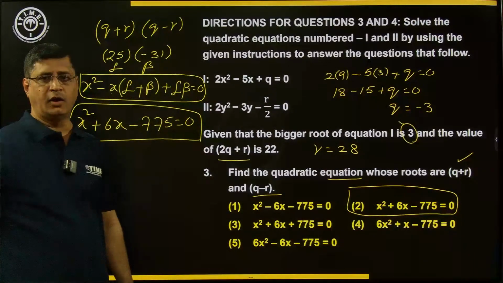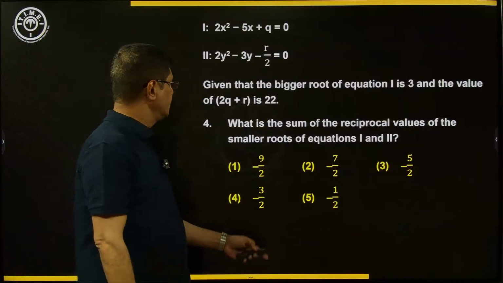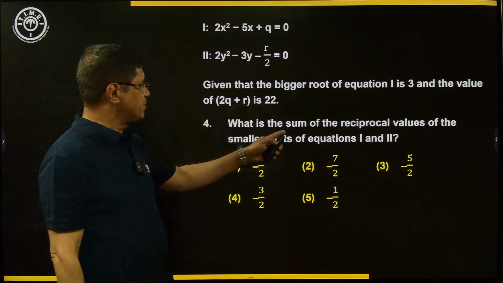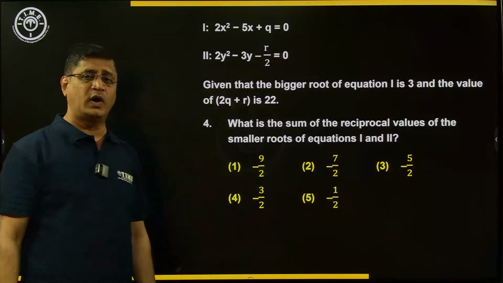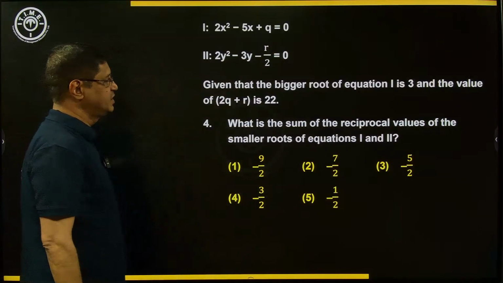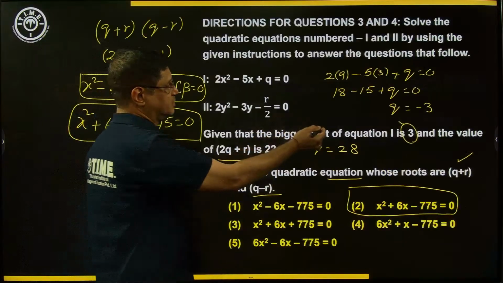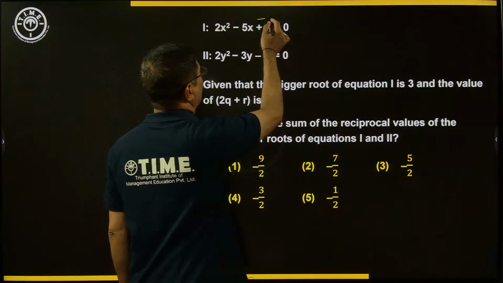Okay. Now look at the next example on your screen. What is the sum of the reciprocal values of the smaller roots of the equations 1 and 2? Here the value of Q is given. What is the value of Q? Q is equal to minus 3.